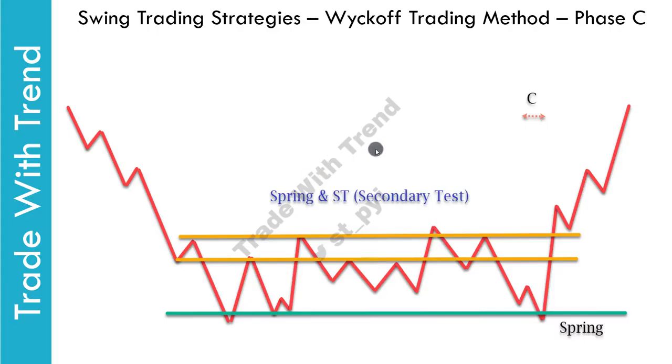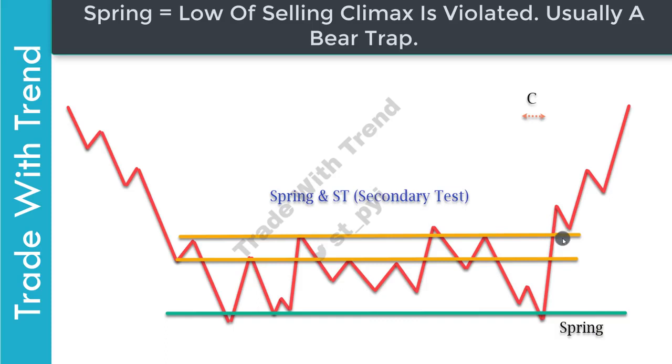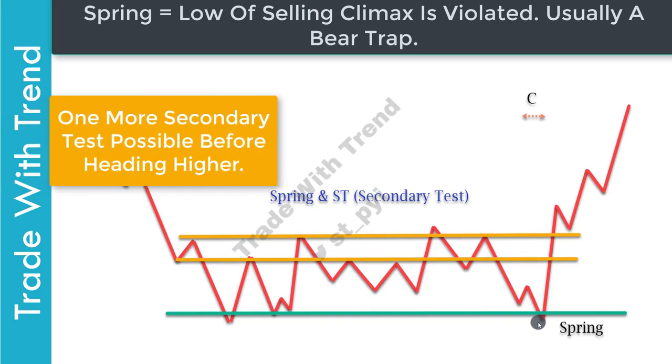So let us now take a look at phase C. Now in this phase, we usually get what is categorized as a spring. This is when price violates the low formed during the selling climax and then propels higher towards the resistance region of the range. This phase is also when price retests the resistance level formed during preliminary support and automatic rally. Now once a spring is spotted, it is possible for price to do one more secondary test before heading higher.